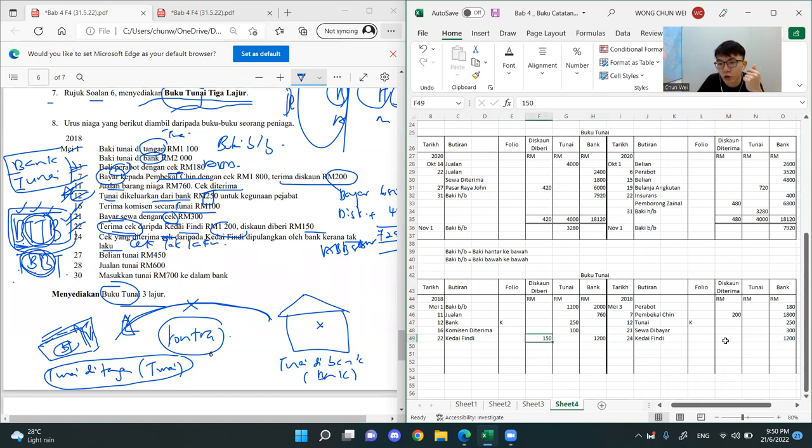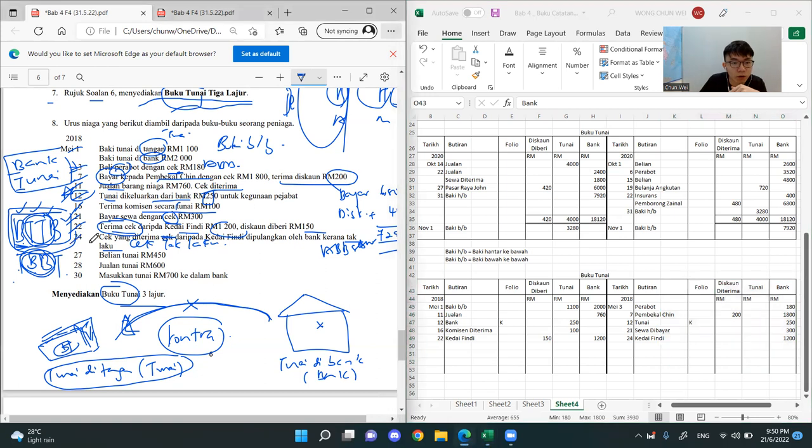And this discount, you don't have to record. Right, because this part is for discount diterima. If you record 150 in here, maksudnya I terima discount but daripada Findi. No, that's not the case. Alright, it's just that this 150 will be dibatalkan automatically. Alright, so I just need to record 1,200 in the credit side of the bank.